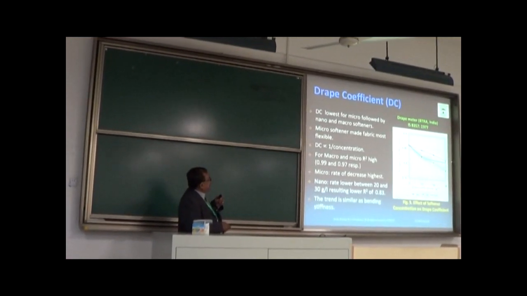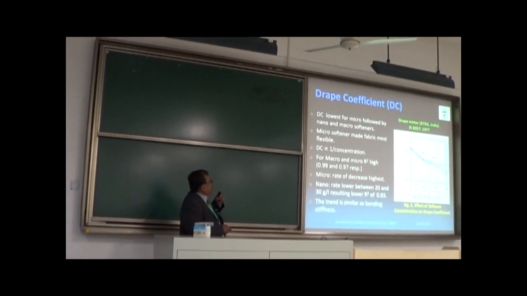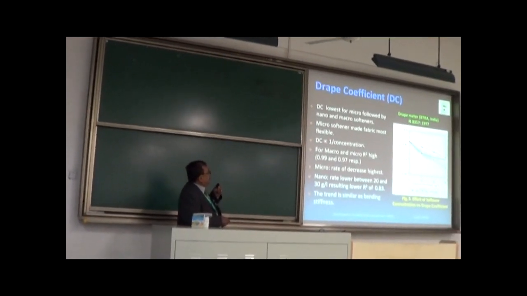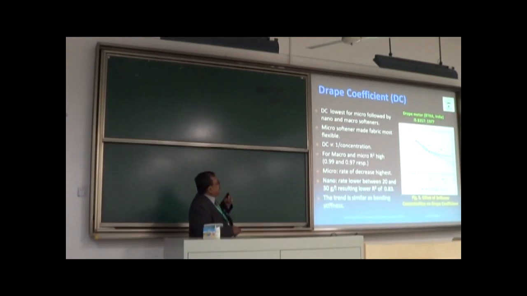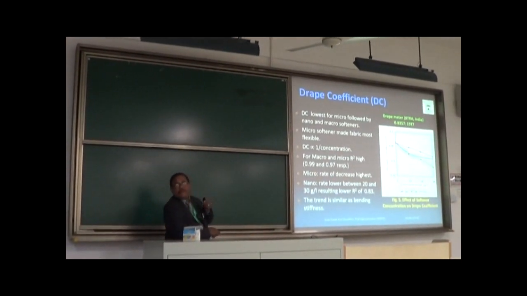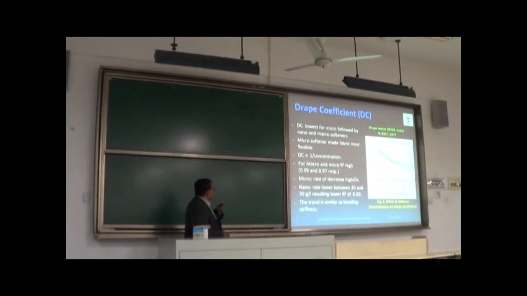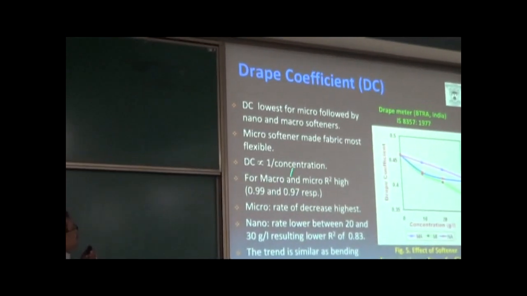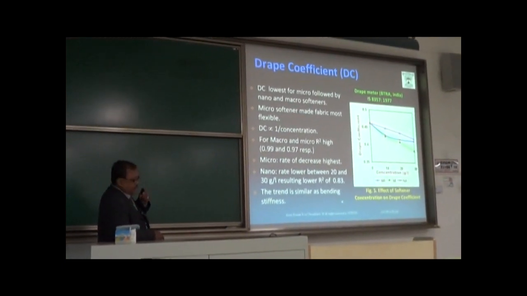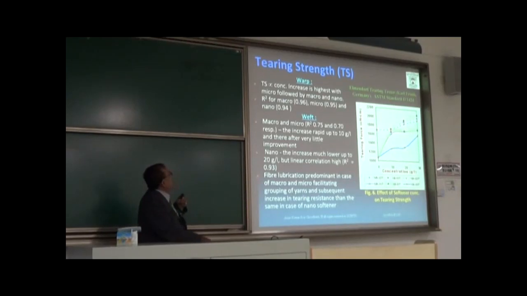This dropping rate is highest, and the nano rate is lower, below 20. In case of nano, there is not much change in drag coefficient after 20 grams per liter. So the trend is so. This trend of drag coefficient is very similar to that in case of bending length.